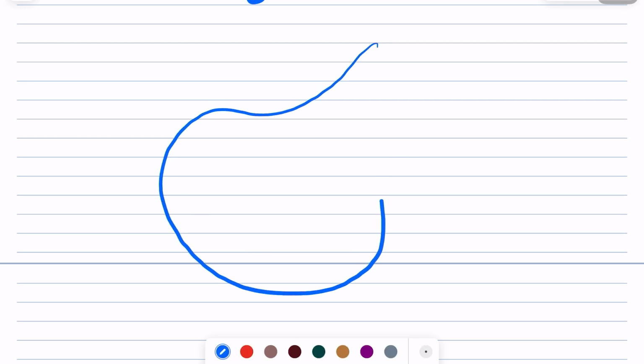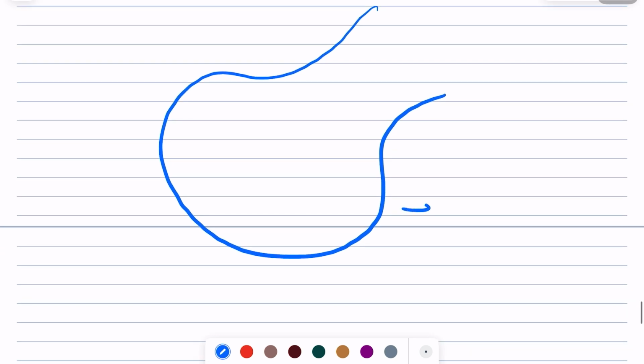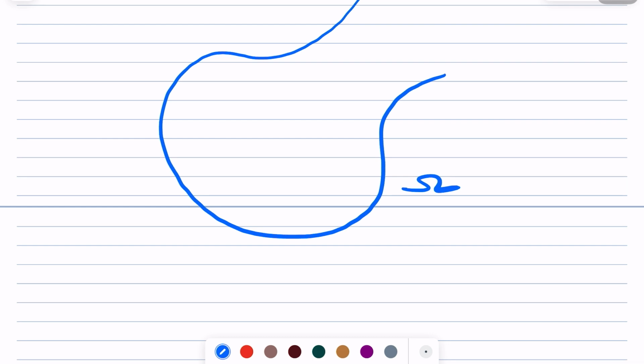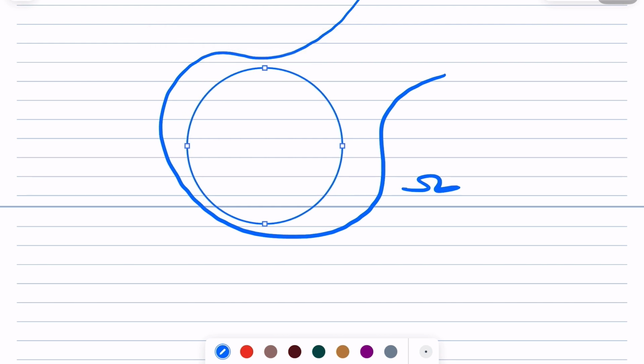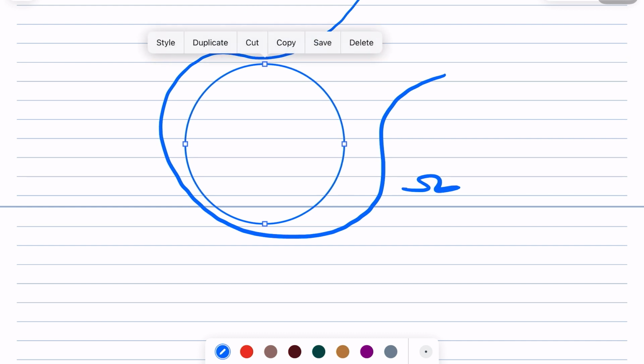So let's say this would be, for instance, your open set omega. It's open at the top. So what we do is approximate omega by balls for which the boundary is slightly away from the boundary of omega. As I said, we approximate omega with balls for which the boundary is slightly far away from the boundary of omega.